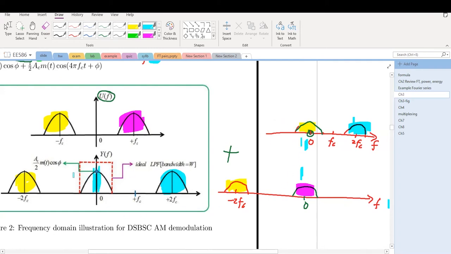And then if I apply a low pass filter, with a cutoff frequency anywhere from here to here, that's fine. And then I can obtain this spectrum. And this spectrum is the message signal, because look, this message is modulated to FC and minus FC, and the message is sitting at 0, exactly the same shape. So from time domain and frequency domain, we justify this demodulation scheme here.